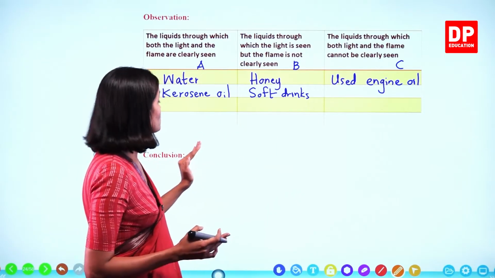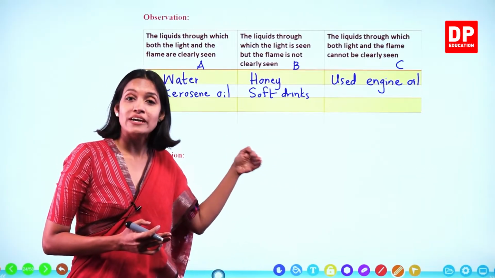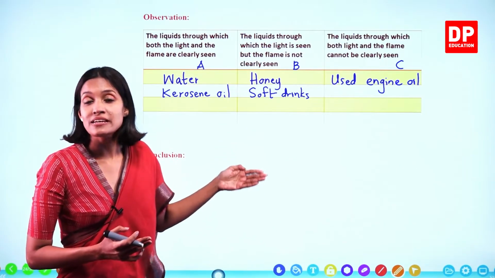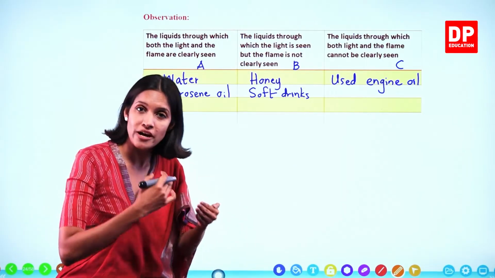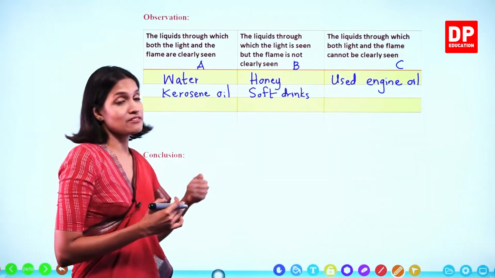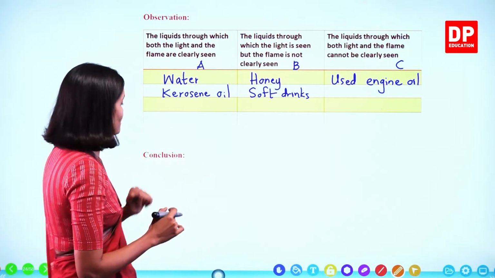So what is the conclusion? Through some liquids, light passes well or light travels well. Through some other liquids, light travels only partially. Through some other liquids, light does not travel at all, right? Let's write that.